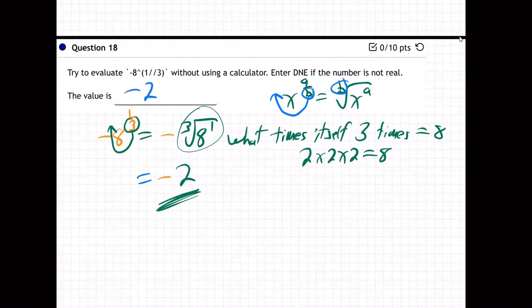So again, the fractional power swings into the hook, and 8 to the 1, that's just 8. Third root says what times itself 3 times is 8. Well, 2 times itself 3 times is 8. 2, and the negative's still in the front, so -2. There we go.